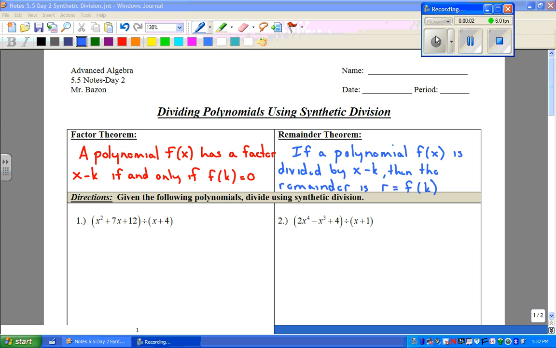Today we're going to talk about dividing polynomials using synthetic division. What we've talked about in the past is polynomials, and the polynomials that we've actually discussed have been quadratics, anything to the second power, and we've used factoring a lot of times to find the solutions to these quadratics, to find the zeros.